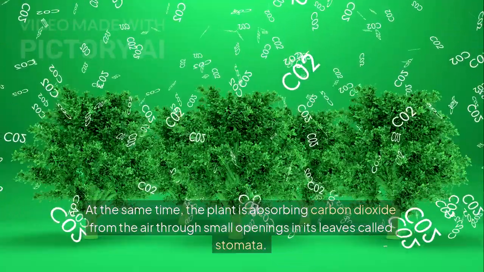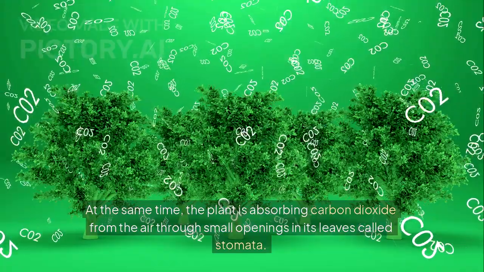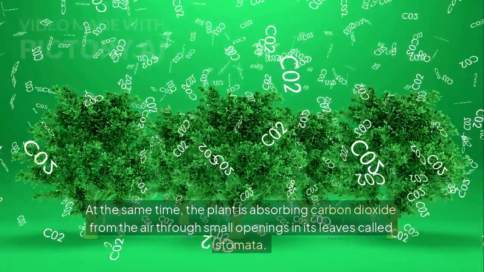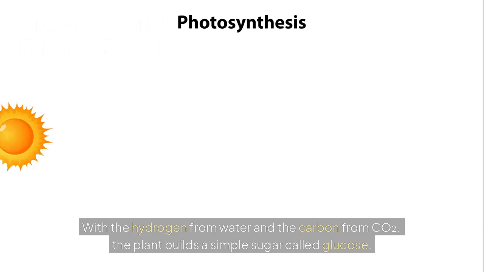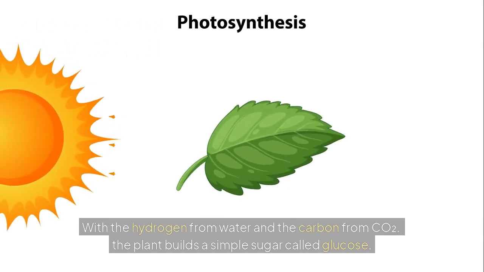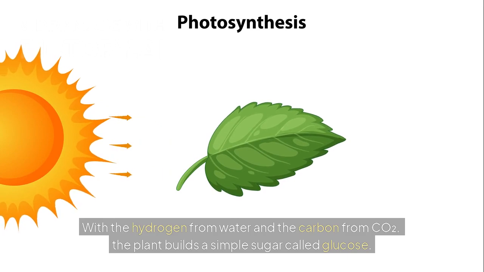At the same time, the plant is absorbing carbon dioxide from the air through small openings in its leaves called stomata. With the hydrogen from water and the carbon from CO2, the plant builds a simple sugar called glucose.